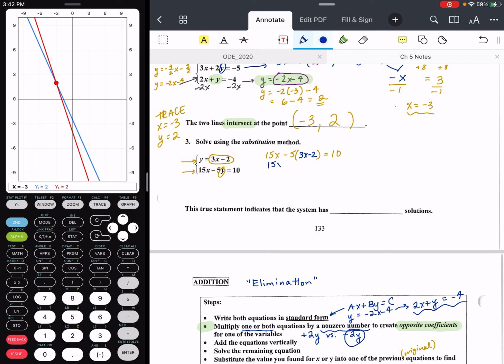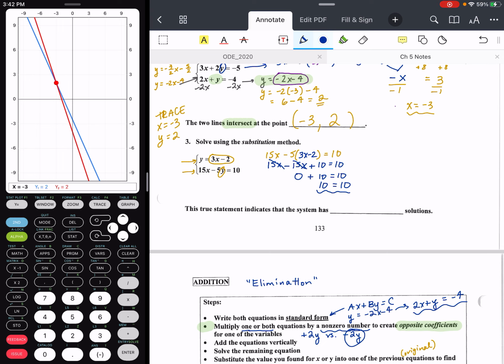Now my equation just has x in it, so I'll distribute. So minus 15x and then plus 10 equals 10. So on the left, 15x minus 15x actually adds up to 0, plus 10 equals 10. And 0 plus 10, of course, is 10 equals 10. So this is looking weird, right? So we've got 10 equals 10.